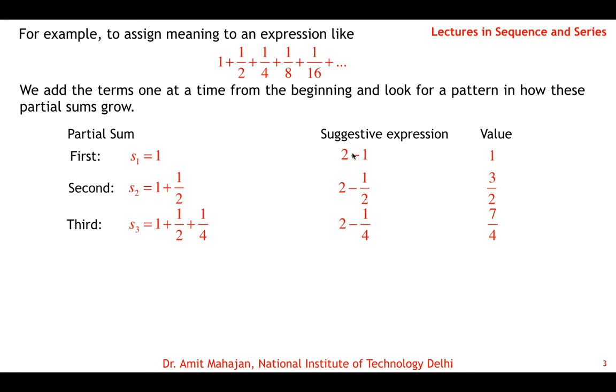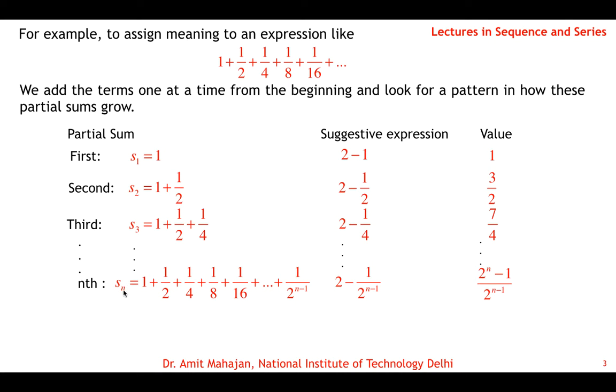So a pattern is generating here. Okay, and so on. If I calculate the nth partial sum Sn, the sum of the first n numbers, which is this value, it can be written as 2 minus 1 by 2 power n minus 1. So S1, S2, S3, and so on, Sn form a sequence of real numbers, and Sn is given by this 2 minus 1 by 2 power n minus 1.